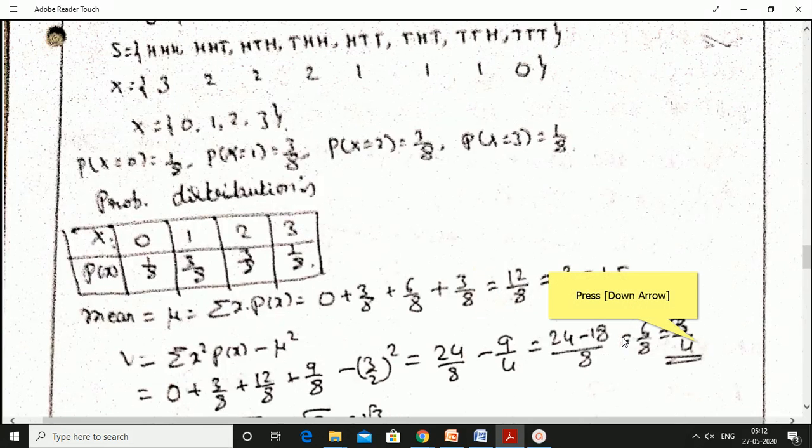And variance is equal to summation of x square into p of x minus mu square. x square means 0 square is 0 into 1 by 8, 0. Plus 1 square is 1 into 3 by 8, 3 by 8. Plus 2 square is 4 into 3 by 8, 12 by 8. Plus 3 square is 9 into 1 by 8, 9 by 8. Minus mu square. Mu is 3 by 2 whole square, or else 1.5 whole square. If I simplify this, it comes out as 3 by 4.